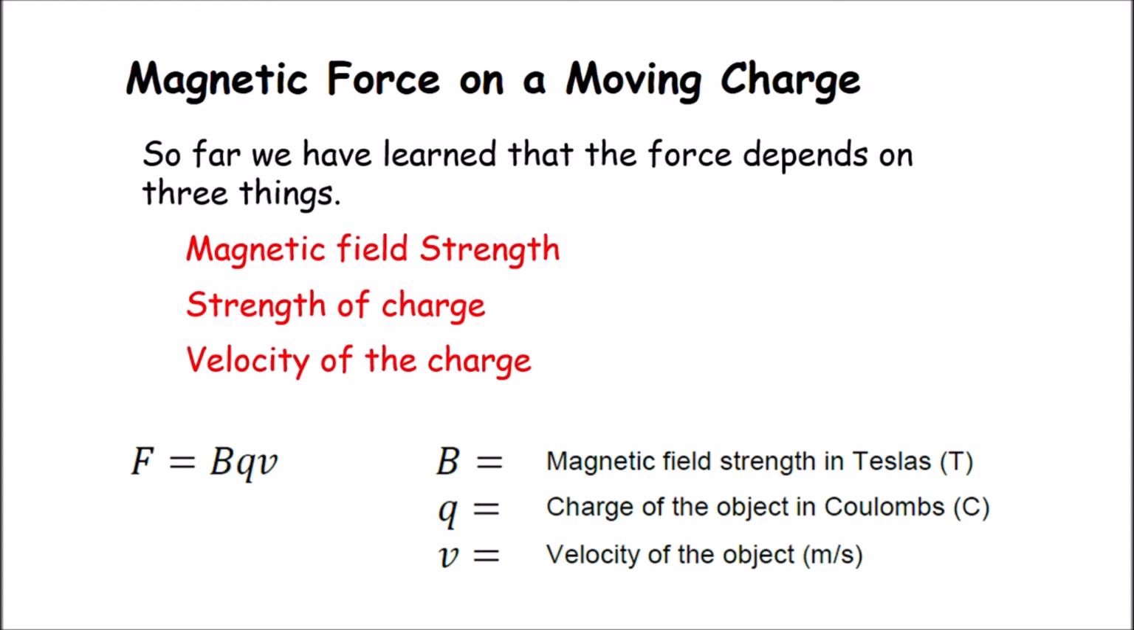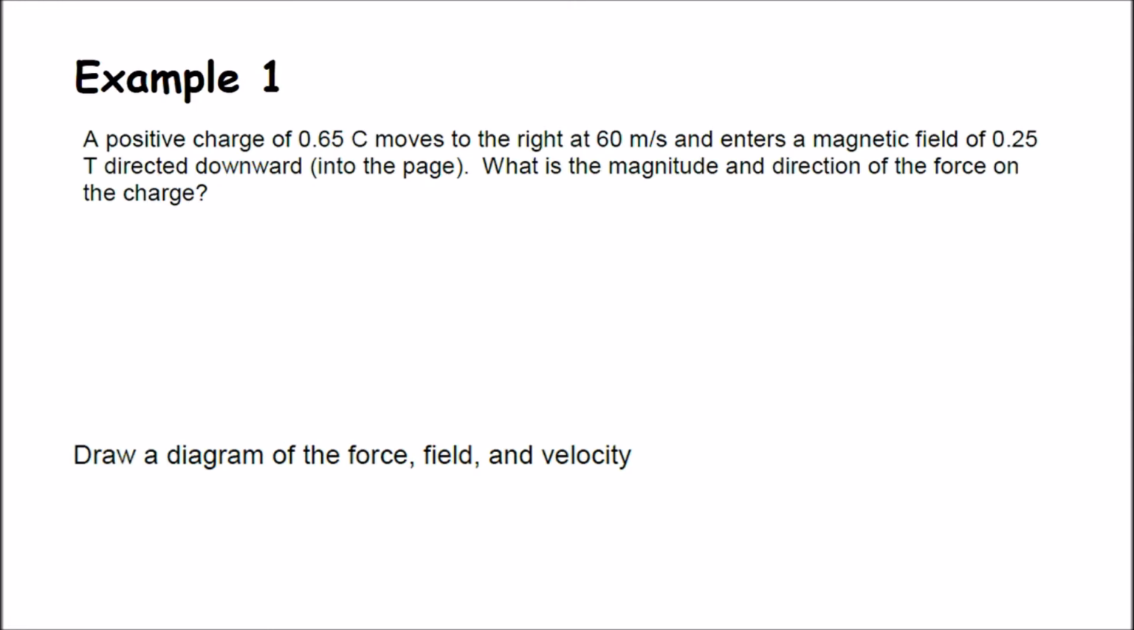All we do is take the magnetic field strength in teslas. We've got to be in teslas. The charge of the object in coulombs, and velocity in meters per second. These are all our standard units for these variables. We multiply them together, and voila, we get force in newtons. So let's look at an example problem.